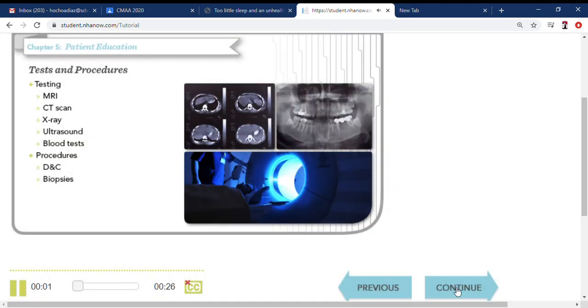As a CMAA, you may be the one to arrange outpatient diagnostic testing and procedures. Testing can include magnetic resonance imaging, or MRI, computed tomography, or CT scans, X-ray evaluations, ultrasound testing, and blood tests. Possible procedures include dilation and curettage, D&C, and biopsies.